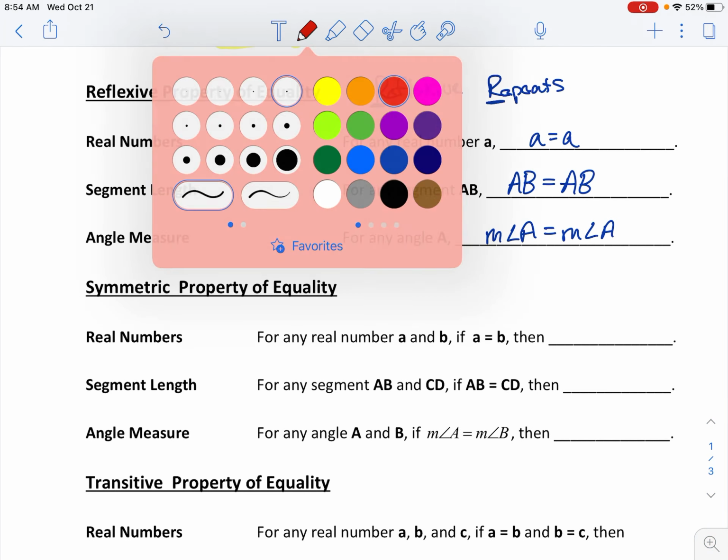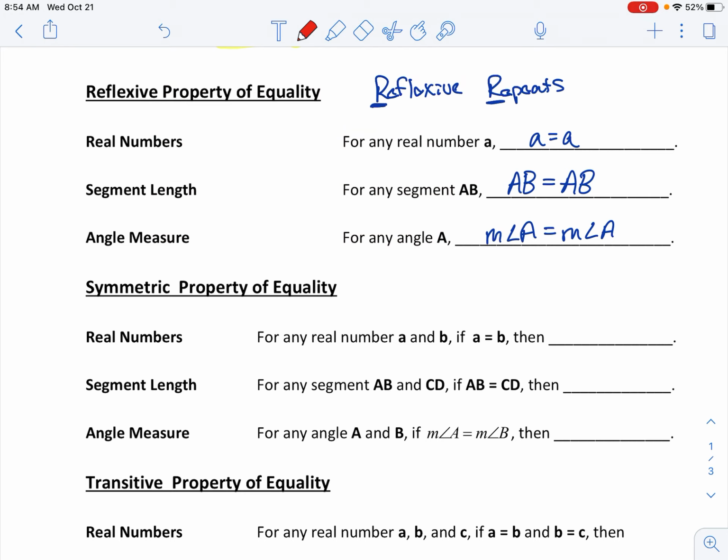The next one is the symmetric property, and you can think of symmetric as symmetry. It says for any real numbers A and B, if A equals B, then I can say that B equals A. I can switch it. This again works for segment length. If AB equals CD, I can switch those and say CD equals AB. And also for angles, if the measure of angle A equals the measure of angle B, I can say the measure of angle B equals the measure of angle A.